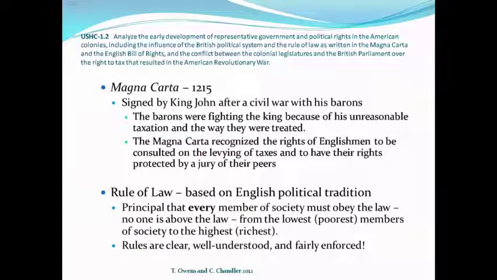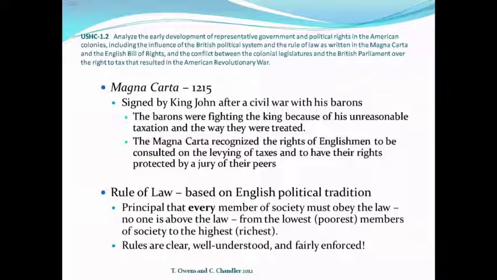You don't need to know the details of how the Magna Carta was signed. What you do need to know is that it recognized the rights of Englishmen to be consulted when levying taxes. What that means is that the people believed that they should have a say in their taxes. And the way they would have a say is through their representatives. If they like a tax, then their representative can vote for it. If they don't like a tax, their representative can vote against it.